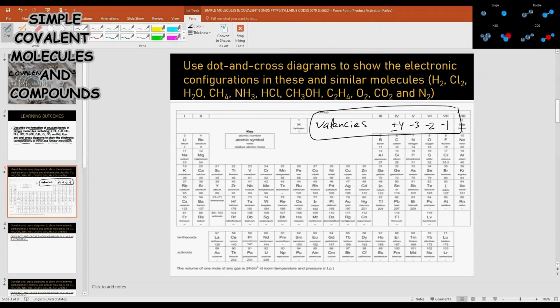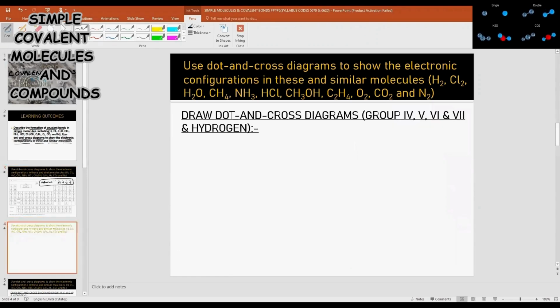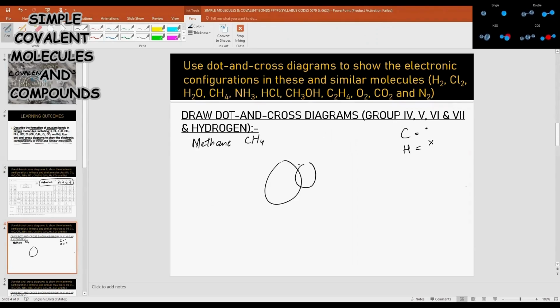In today's lesson, I will show you how to draw dot and cross diagrams between hydrogen and different elements. Let's start with the first one, which is methane. The formula is CH4, which indicates there are 4 hydrogen atoms attached to 1 carbon atom. I'm showing valence electrons for carbon with dot and cross for hydrogen. So here we have carbon in the center, and 1, 2, 3, 4. These 4 are hydrogen atoms.